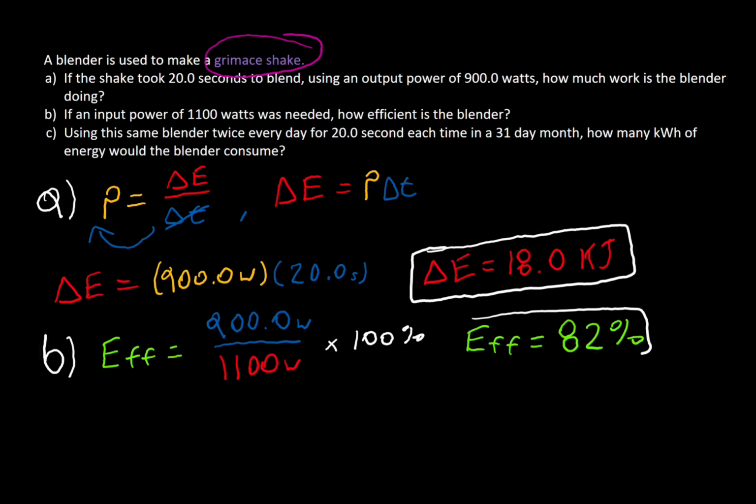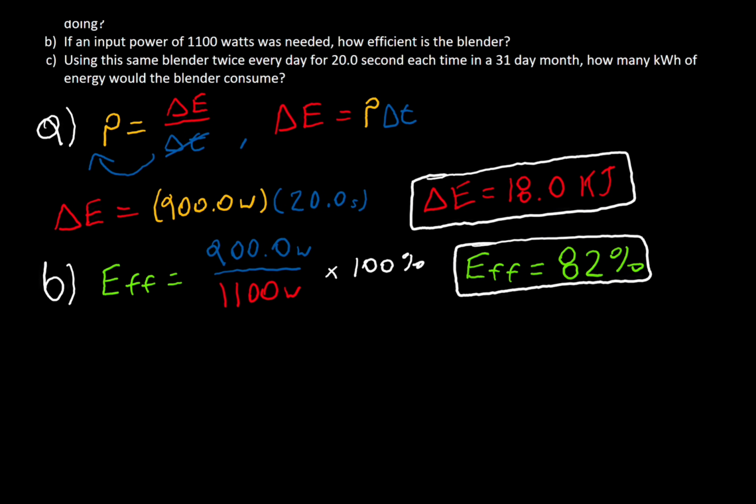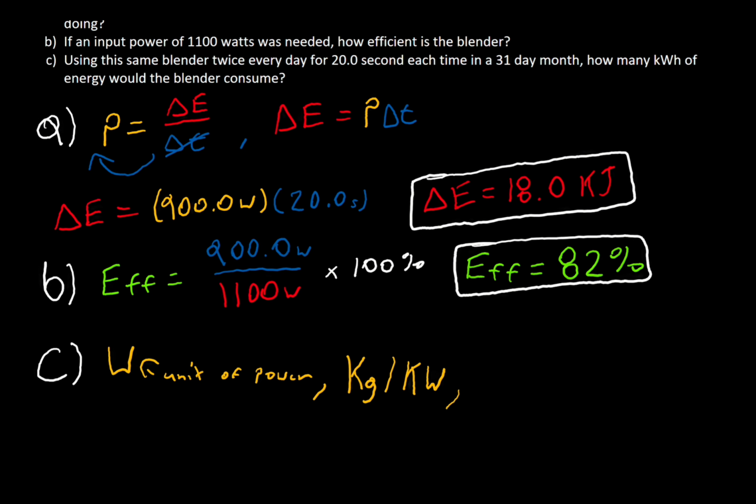Finally, question C. Using this same blender twice every day for 20 seconds each time in a 31-day month, how many kilowatt hours of energy would the blender consume? First, what is a kilowatt hour? Well, we know that a watt is the unit for power. We also know that a kilogram is 1,000 grams. So that's no different from a kilowatt, which is just 1,000 watts. And so a kilowatt hour is how many kilowatts in an hour. To find how many of these would be consumed, we would have to convert the time into hours and the power into kilowatts.